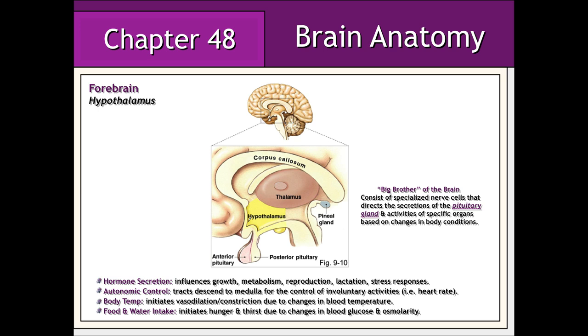Another region of the forebrain is represented by the hypothalamus. As its name suggests, this region of the brain is located immediately below the thalamus. The hypothalamus is often regarded as the big brother of the brain because it is well adapted for constantly monitoring a wide variety of physiological conditions, such as blood sugar concentration, body temperature, and various other vital activities. If there are any changes in these activities, the hypothalamus will stimulate the pituitary gland, itself located immediately below the hypothalamus. This will result in the release of various hormones, which will stimulate other endocrine glands in the body in order to counteract these changes and to maintain a stable internal state or homeostasis.